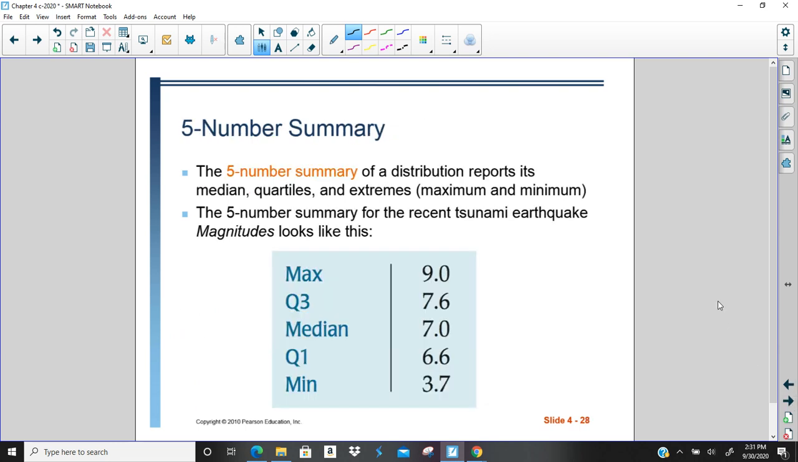Okay. We're going to be looking at the 5-number summary next chapter, so I'm going to gloss over this, but certainly when we have a maximum and minimum, we can find the range, and when we have a Q1 and Q3, we can find the IQR.